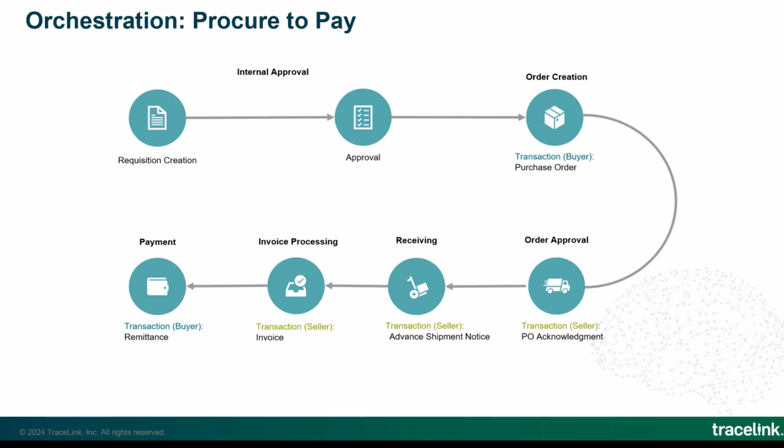A procure-to-pay, P2P, process involves the entire cycle of purchasing goods or services, from the initial requisition to the final payment to the supplier. First, the requisition is created, and it's approved internally. The buyer sends a PO, the seller sends a PO acknowledgement and sends an ASN. Once the items are shipped, the seller sends an invoice. The buyer receives the inventory and the invoice and sends the remittance payment. You have visibility into these transactions in the Mint UI.